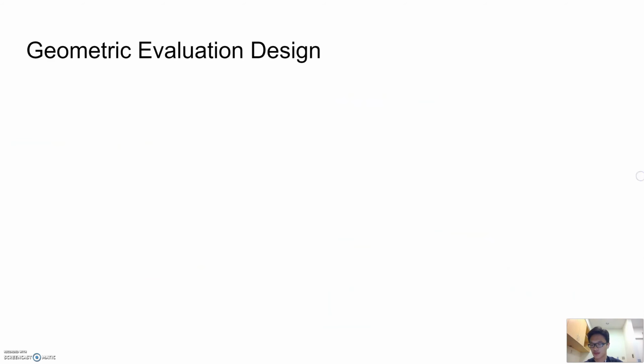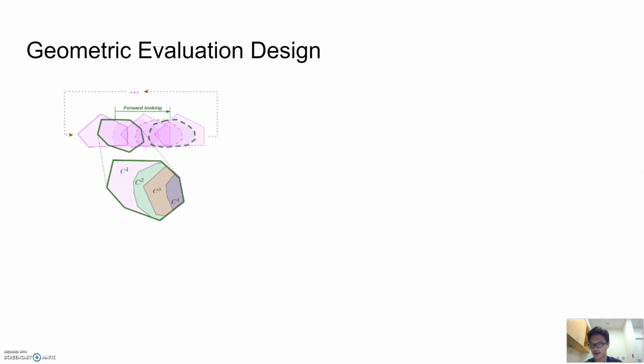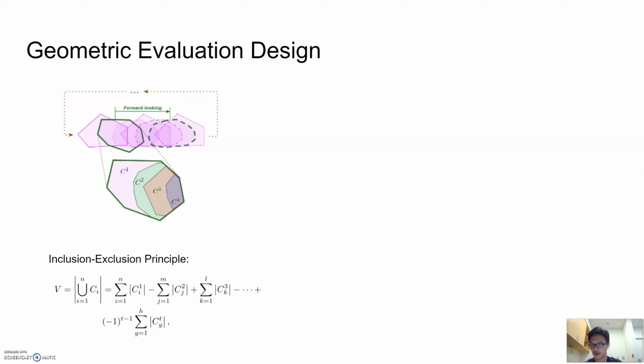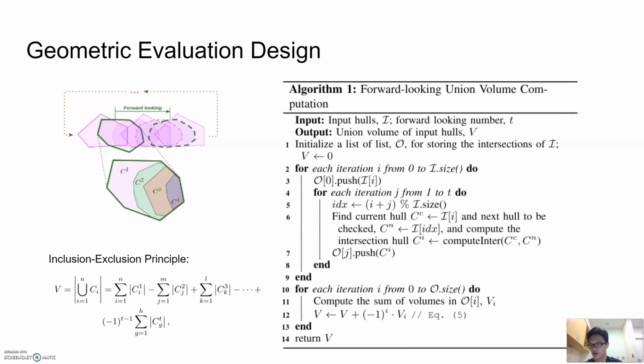To quantitatively evaluate the navigable space constructed, we need to compare the valid volume of the convex hulls with the volume of the ground truth free space. However, the computation of the valid volume is not trivial, since each convex hull may overlap with the neighboring one, especially if the seed points are close to each other. To tackle this problem, we leverage the inclusion-exclusion principle and propose a navigable space calculation algorithm called forward-looking union volume computation.